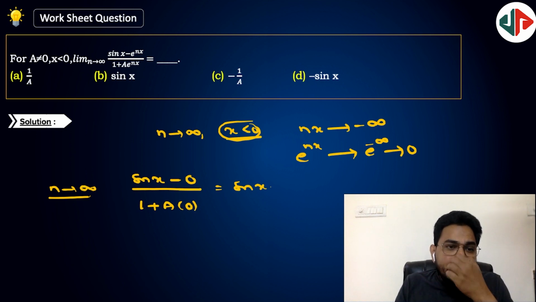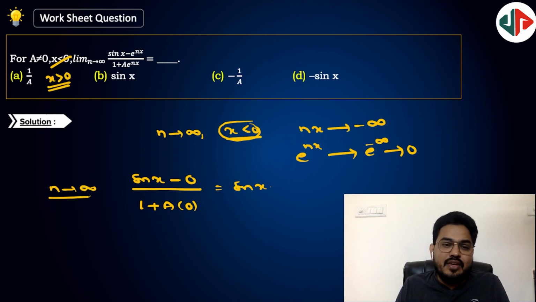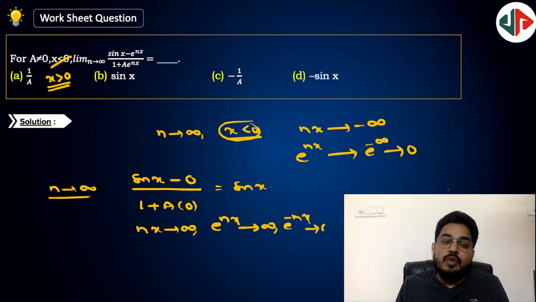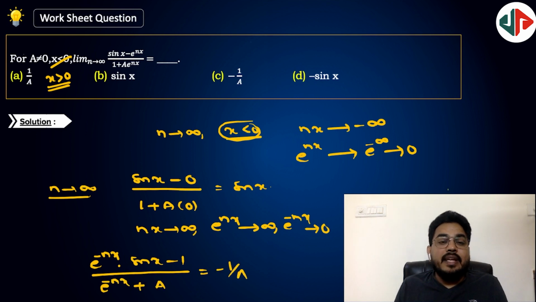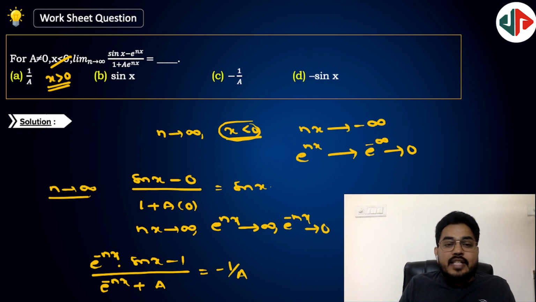But in case I mention x is greater than 0, if x is greater than 0, nx goes to infinity, e power nx goes to infinity, e power minus nx goes to 0. In that case, I will write e power minus nx into sin x minus 1 by e power minus nx plus a, in that case minus 1 by a. So here, what is minus 1 by a?